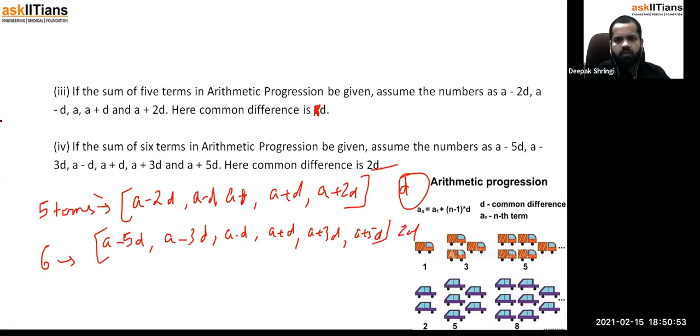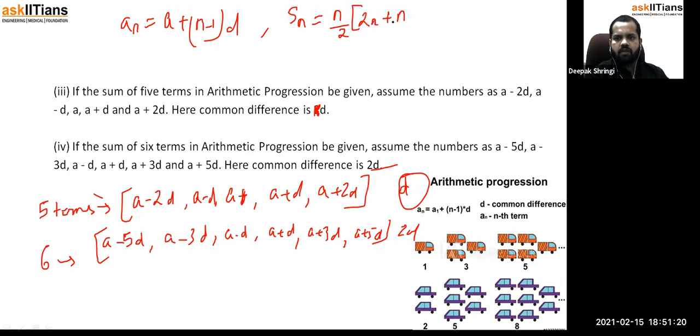For an arithmetic progression, we already know the nth term is an equals a plus n minus 1 into d. What is a? A is your first term. What is d? D is your common difference, and n is the number of terms. Also the formula of Sn, the sum of n terms, is equal to n upon 2 times 2a plus n minus 1 multiplied by d.